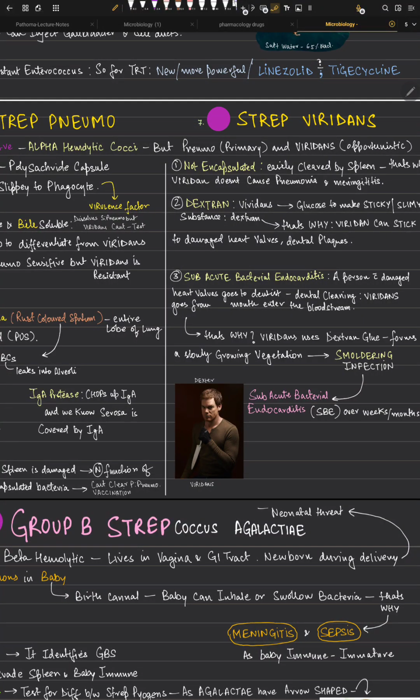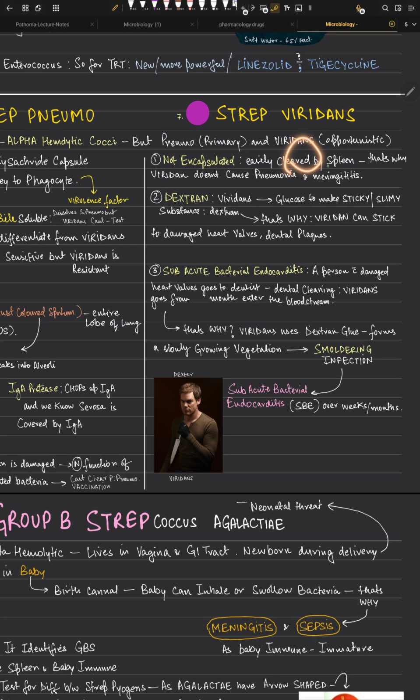Okay, what about strep viridans? Strep viridans is the brother of strep pneumo, which is less dangerous. Okay, it's not encapsulated. It can be cleared by the spleen. That's why viridans does not cause pneumonia or meningitis. Dextran and viridans. Okay, let's read about it.